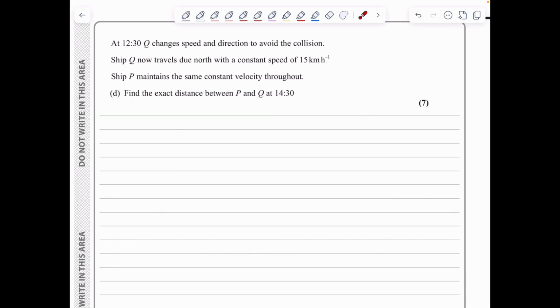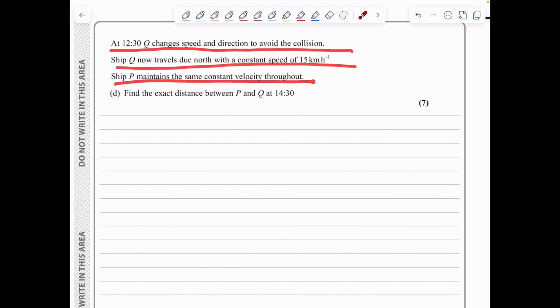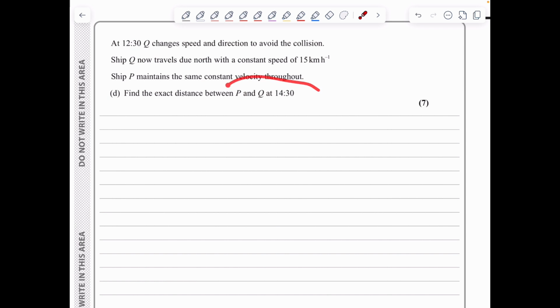We're now told that at 12:30 Q changes speed and direction to avoid the collision. So ship Q is now traveling due north with a constant speed of 15 kilometers per hour, while ship P maintains the same constant velocity throughout. And we need to find the exact distance between P and Q at 2:30. So we need to be careful here, since we've got a change in direction by one of the ships at 12:30. We need to reinitialize the time being 0 at 12:30.